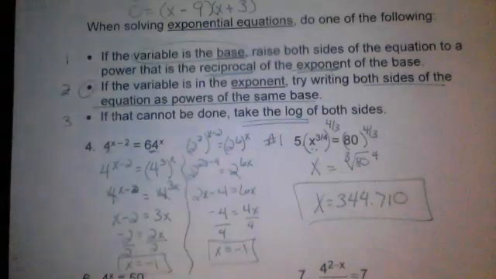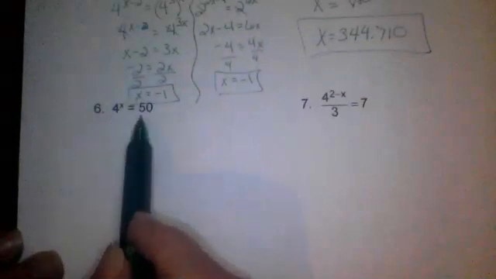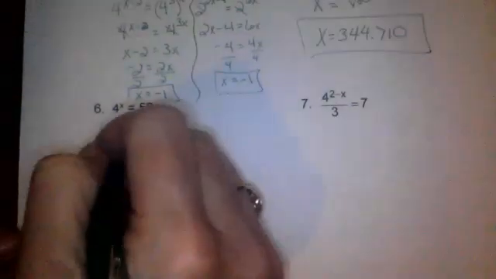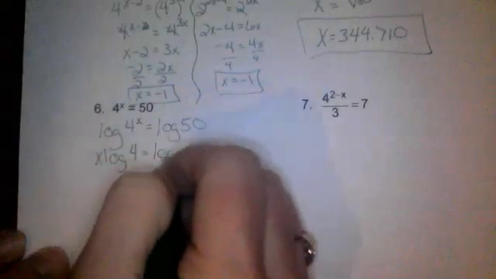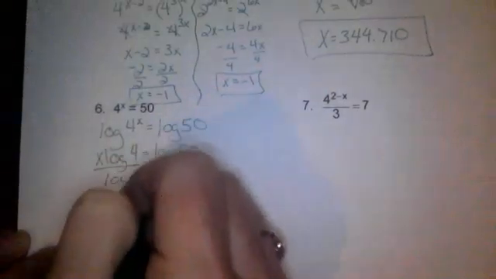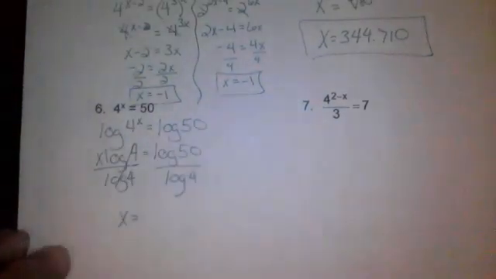Now, if you had looked at that problem and didn't realize you could do equal bases and you did take the log of both sides, it will still work out. It's just that you'll have to have a calculator in order to do that. All right, so let's take a look at number 6 down here. We cannot do equal bases, so therefore we have to take the log of both sides. So log of 4 to the x power equals log of 50. Bring the x to the front. And we're going to divide by log 4. So this one, we're going to need our calculator to type in log of 50 divided by log of 4.